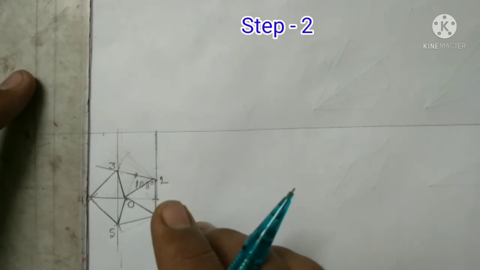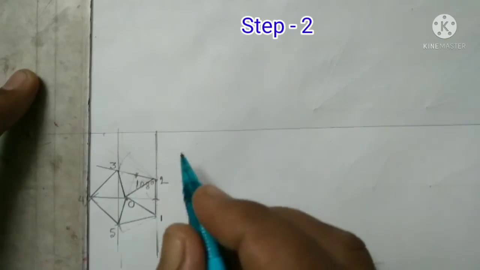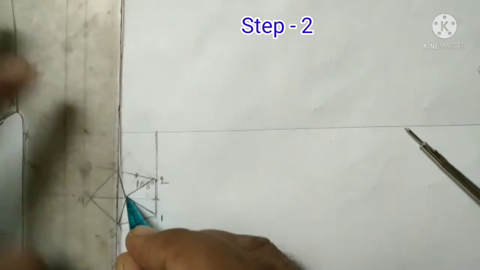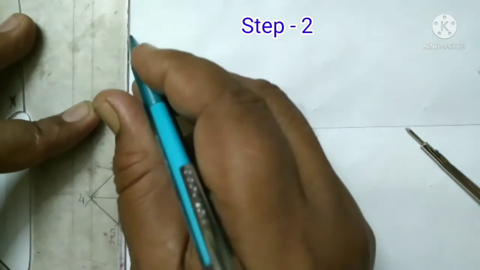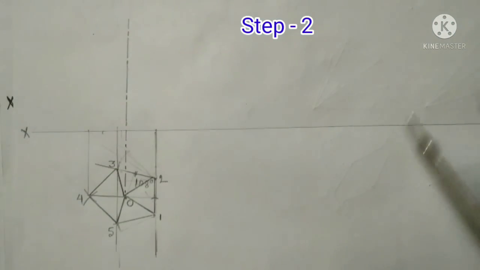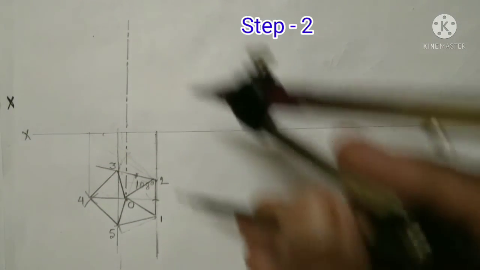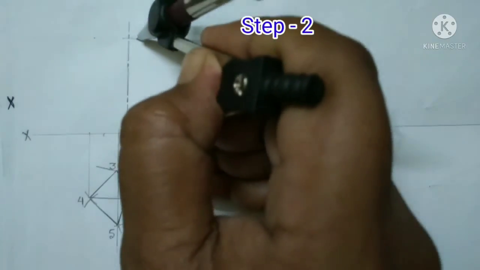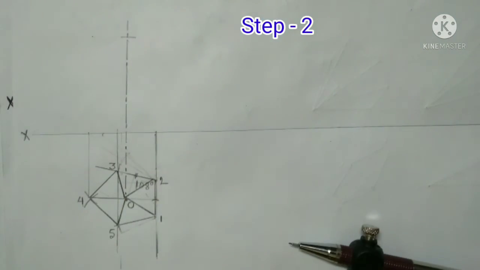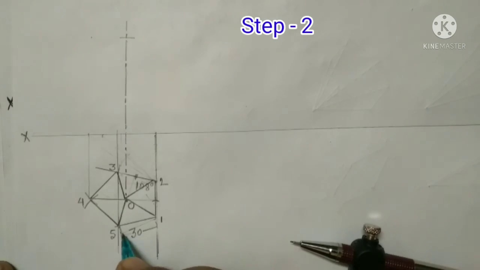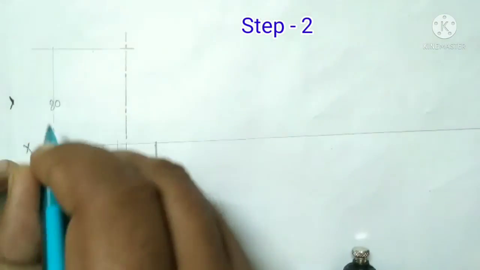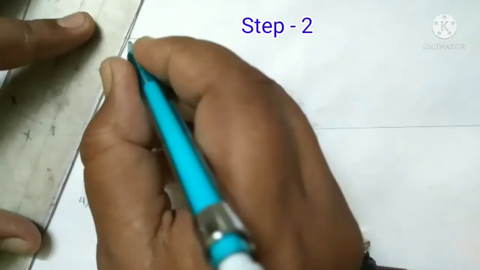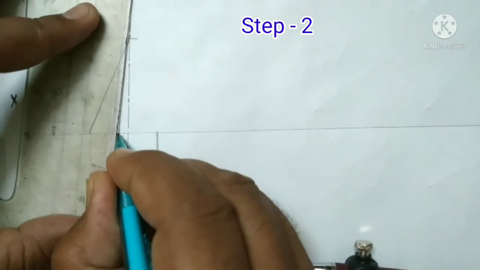Then draw the perpendicular projection line from this top view. Now use this center point to draw a center line. Cut 80 mm distance on this center line for the height of the pyramid. Now draw the front view.